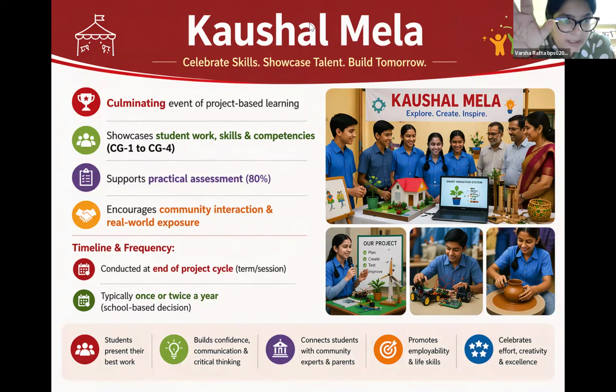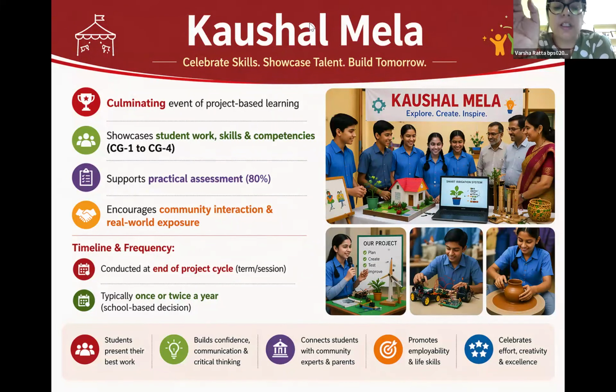बच्चे को आपने कॉमर्स के टीचर के साथ लगाना है, so that they are able to work on the costing. How much cost are you keeping? What profits will they make? Right? This is also to be kept in mind. So the students present their work. Kaushal Mela. It is called Kaushal Mela.